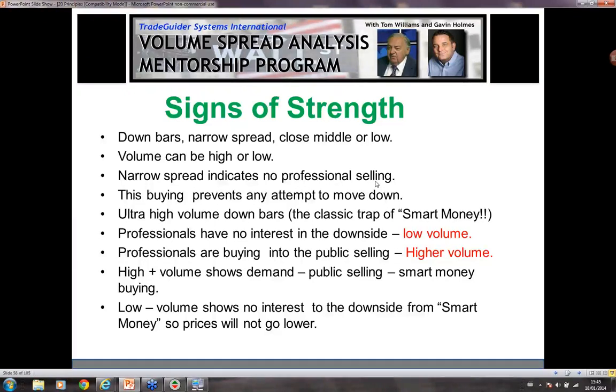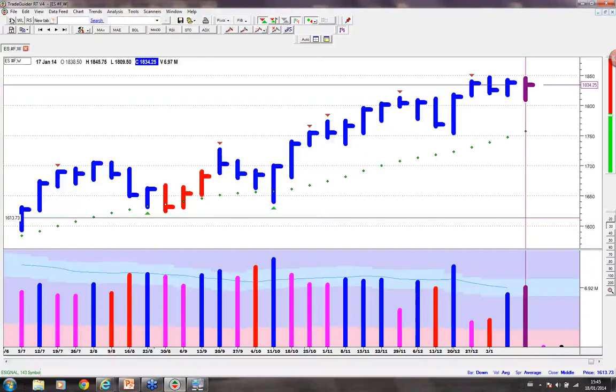So when you get very high volume in a market, it means that the professionals are buying, and usually we call it the herd or the general public are selling. When you see ultra high volume, that means there's panic selling going on, like you saw in, well, I'll show you the BP chart in a minute. Low volume shows no interest to the downside from the smart money. Now let me just show you on British Petroleum quickly what I mean.